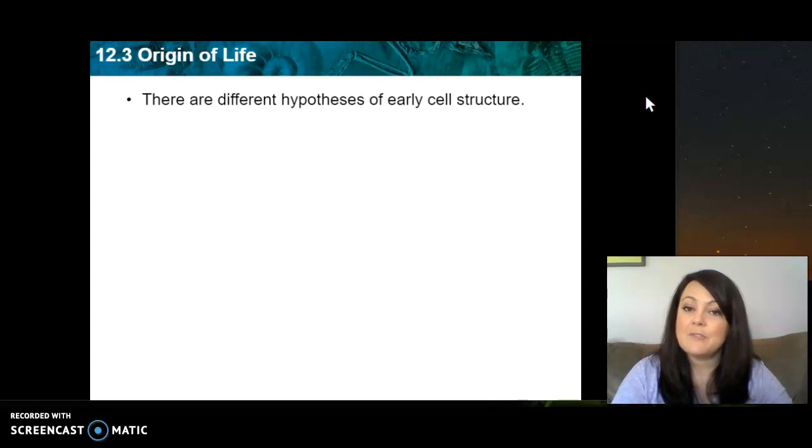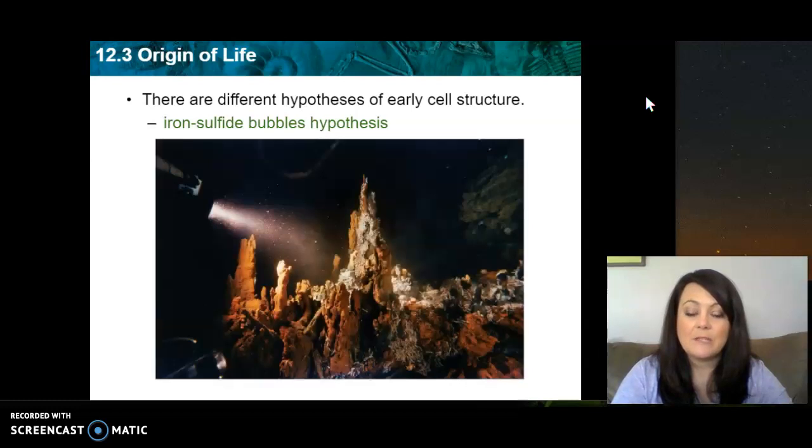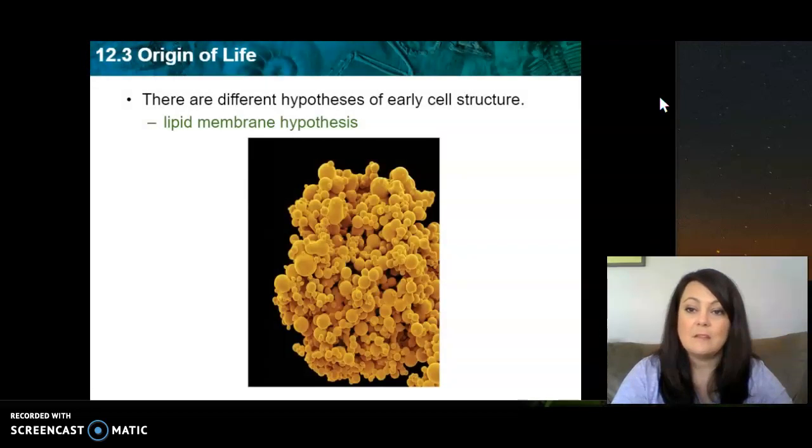There are several different hypotheses of early cell structure. The iron sulfide bubbles hypotheses. We can still see that there are chemical bubbles bubbling up at the bottom of the ocean. The lipid membrane hypotheses.